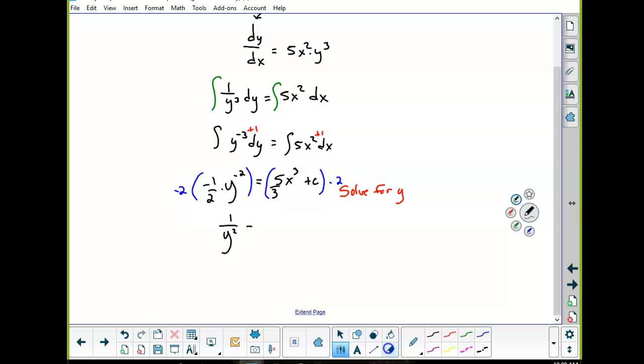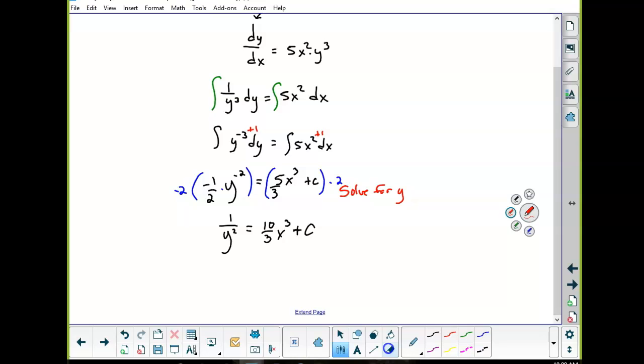And as I write this, I have that y to the negative 2. I'm going to rewrite that as 1 over y squared. And then I'll multiply. Now here's the weird part. We don't really call this 2c. It's just c, right? C is a constant. If I double a constant, it's still a constant. And so we can just still call it c.